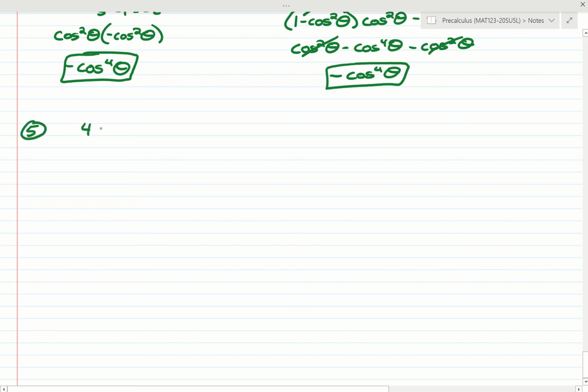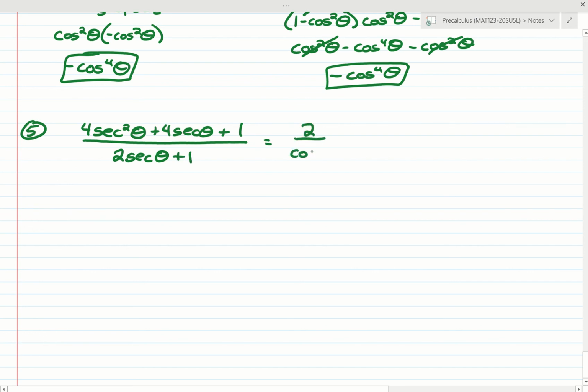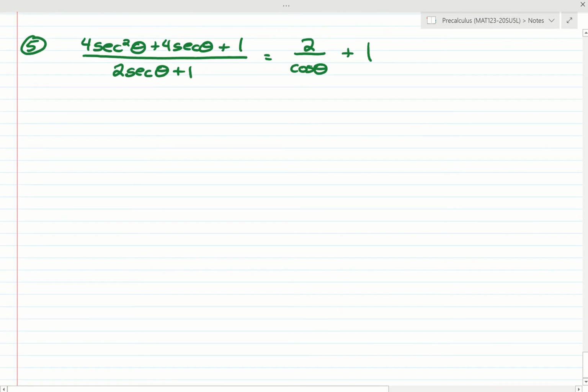Let's take 4 times secant squared theta plus 4 secant theta plus 1, over 2 secant theta plus 1. Somehow this has to turn into 2 over cosine of theta plus 1. All right, so I'll show you two techniques.